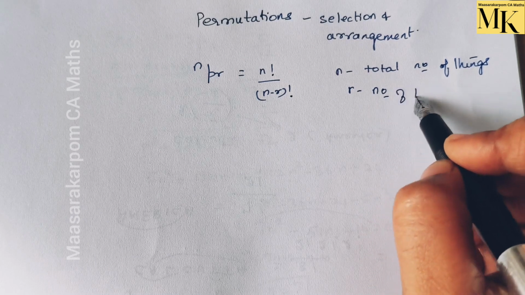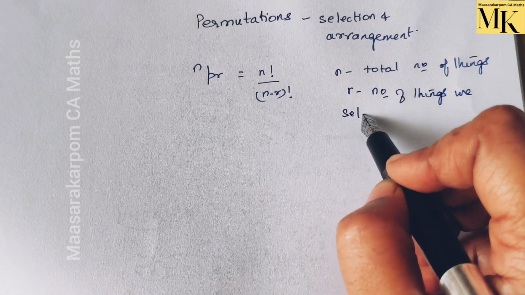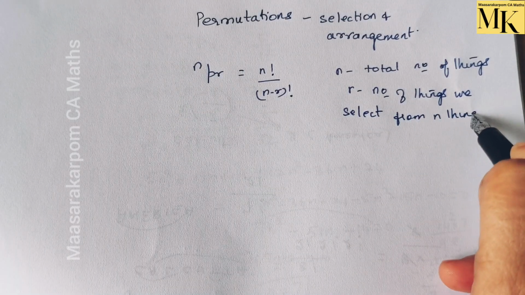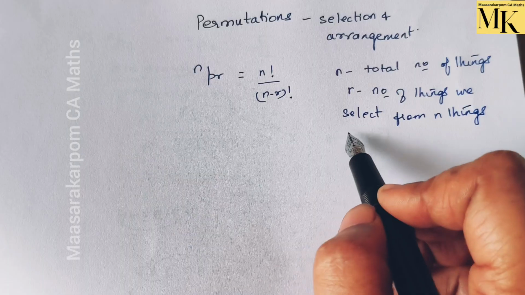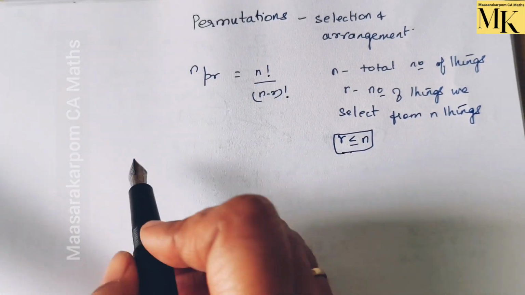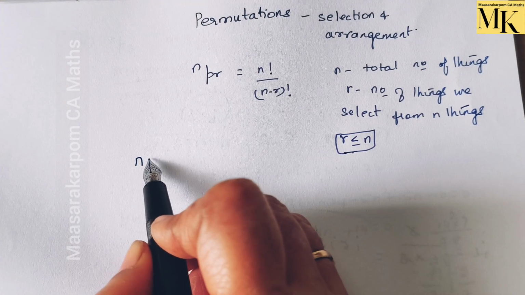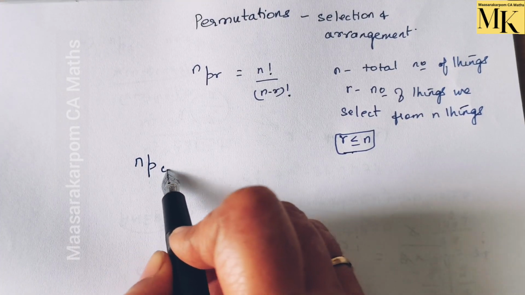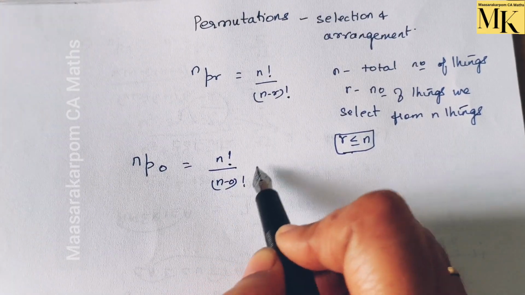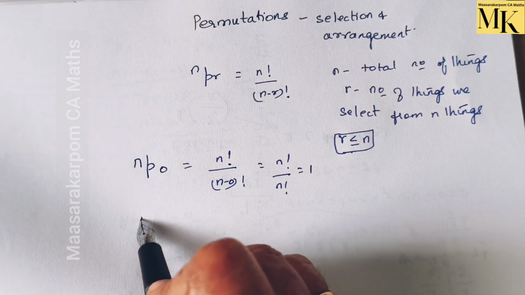So r must be a smaller number than n, okay? That is, r should be less than or equal to n. nP0 is n factorial divided by n minus 0 factorial. That is n factorial by n factorial, which is equal to 1.